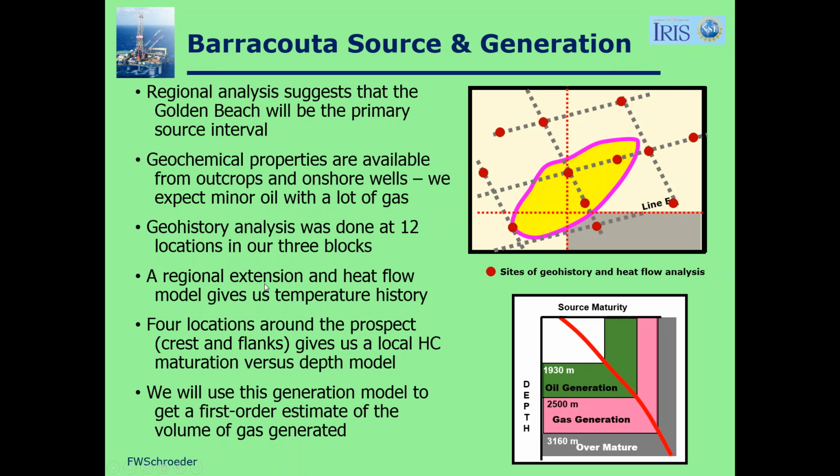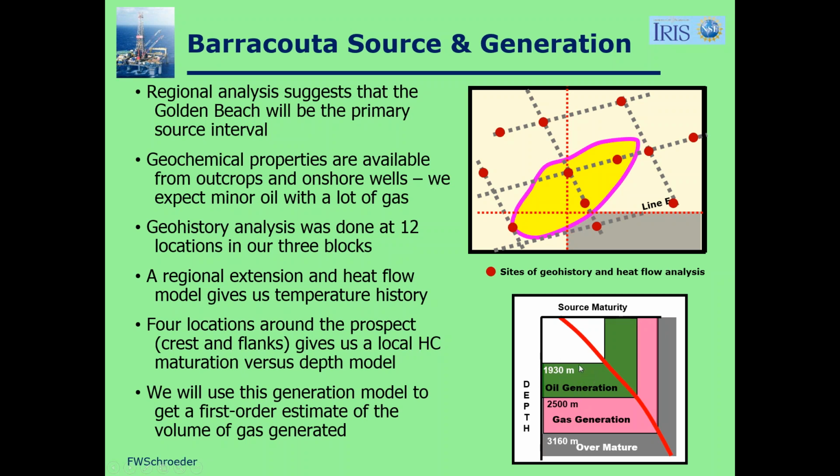So we do have an extensional basin, so we can use Royden et al. theoretical work to try to come up with the temperature histories. And we boil that down to a diagram of source maturity. This could be vitrinite reflectance up here, and then depth in meters. And so for our source interval, 0.55 Ro comes in at a depth of 1930 meters.